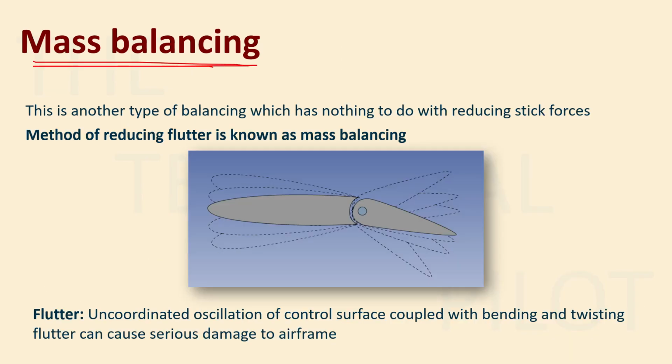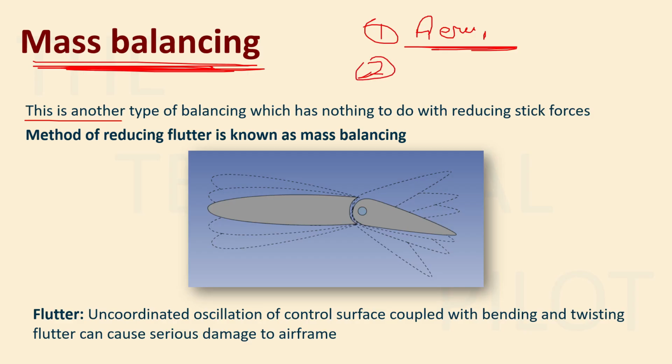Then what is mass balancing? This is another type of balancing. Earlier, first of all, what we saw was our aerodynamic balancing, right? So what is aerodynamic balancing? It was there to make sure that the pilot does not have to apply a lot of forces on the control column. It is easier for him to move the control surfaces, right? So the next type of balancing is what? Mass balancing.